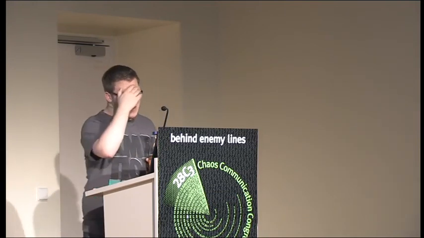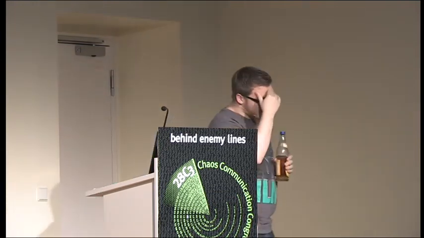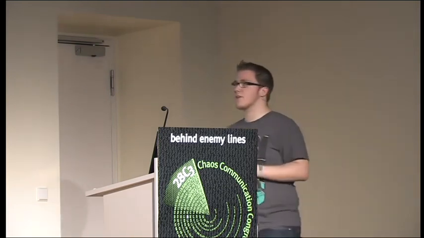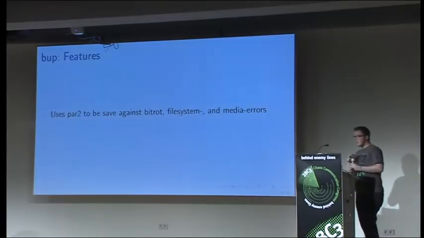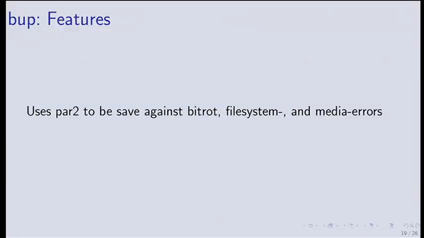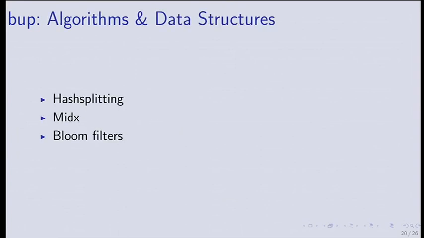And if you remember, one of our motivations is to be safe against bit rot and failing media. For this, we use par2. Par2 creates parity information, so you can restore files if some bits are broken. Okay, let's take a look how bub does things, the algorithms and data structures. We have hash splitting, MIDX, and Bloom filters.